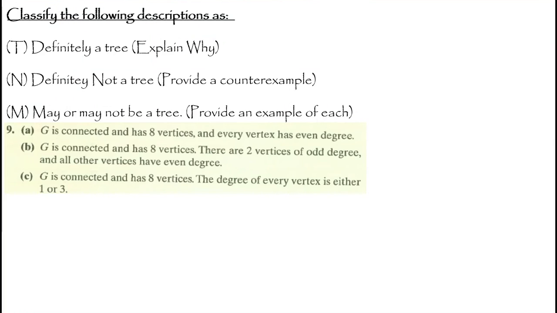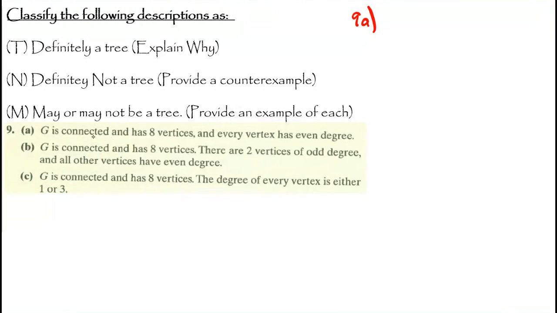Here's a sample problem that we can get, which is testing if we understand how to apply the properties that we discussed for trees. Answer T if it is definitely a tree, and explain why. Answer N if it is definitely not a tree, and give a counterexample. Answer M if it may or may not be a tree, and give an example of each. So we'll start with 9a.